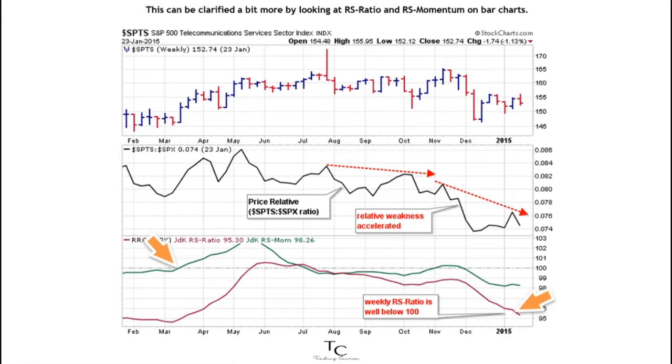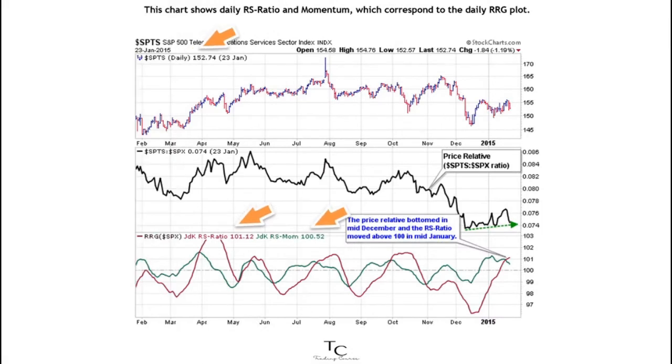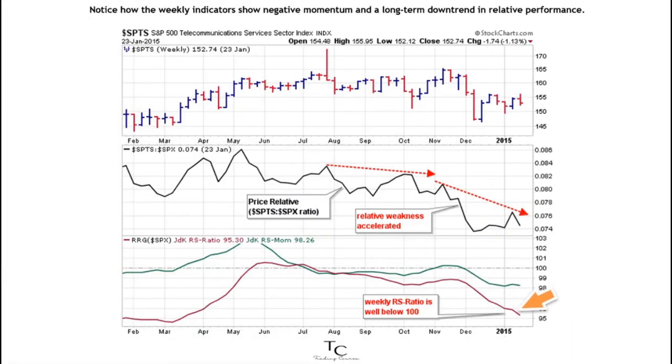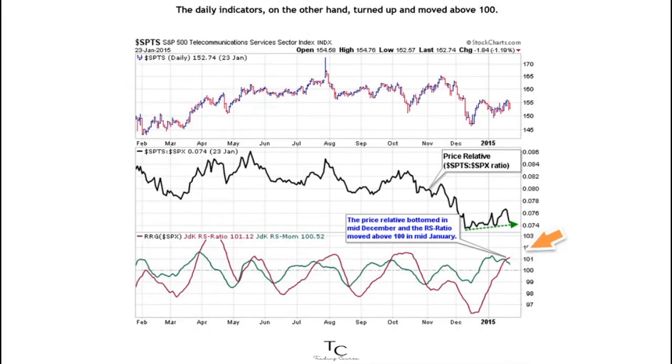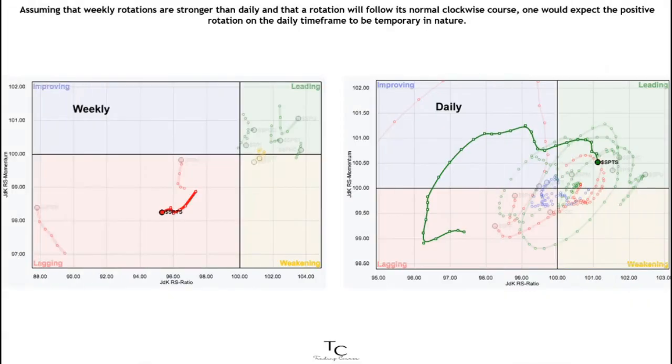This can be clarified a bit more by looking at RS ratio and RS momentum on bar charts. This chart shows weekly RS ratio and RS momentum, which correspond to the weekly RRG plot. And this chart shows daily RS ratio and momentum, which correspond to the daily RRG plot. Notice how the weekly indicators show negative momentum and a long-term downtrend in relative performance. The daily indicators, on the other hand, turned up and moved above 100.